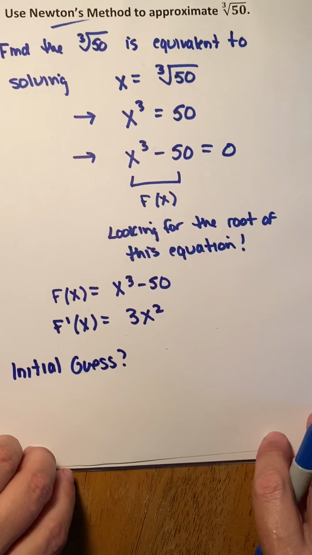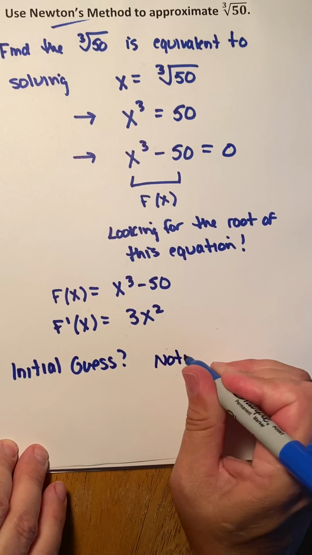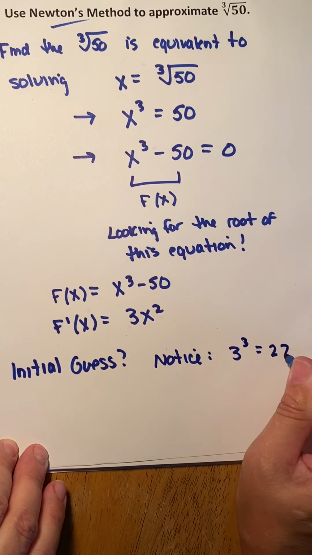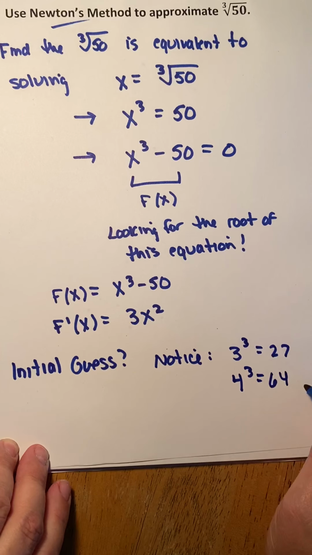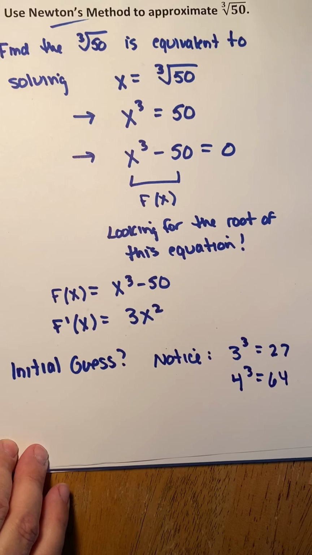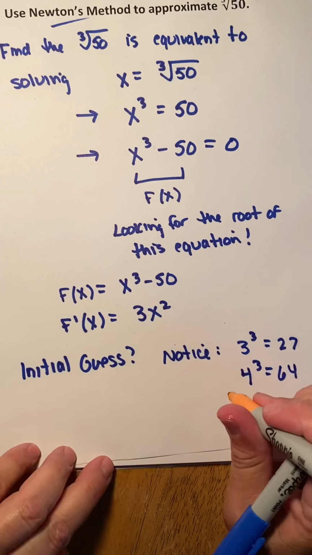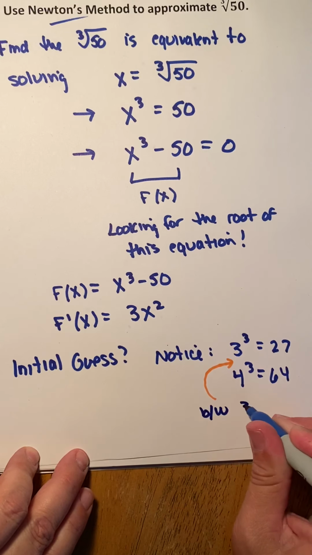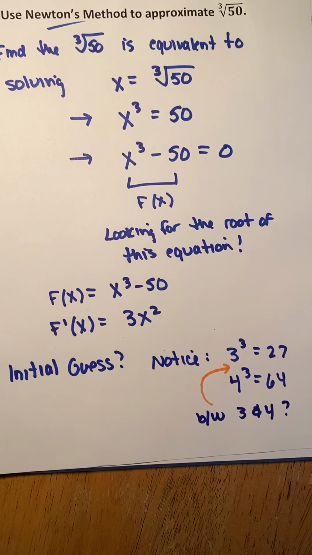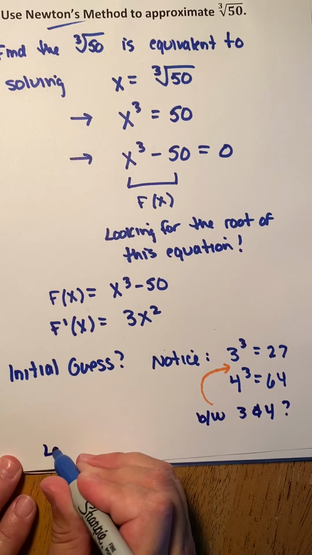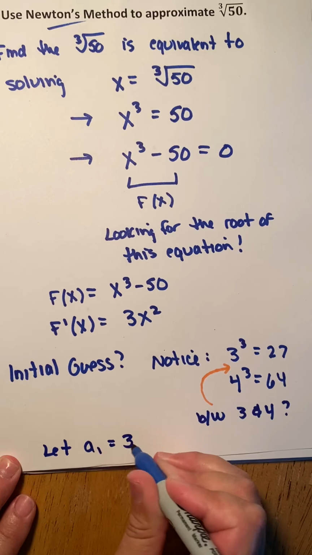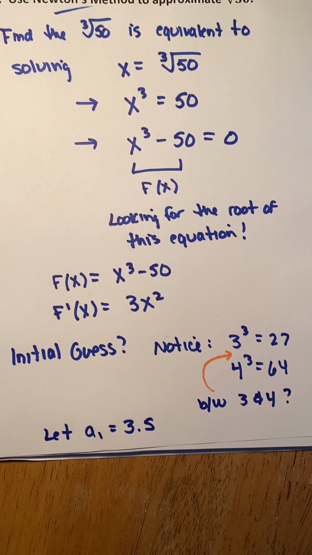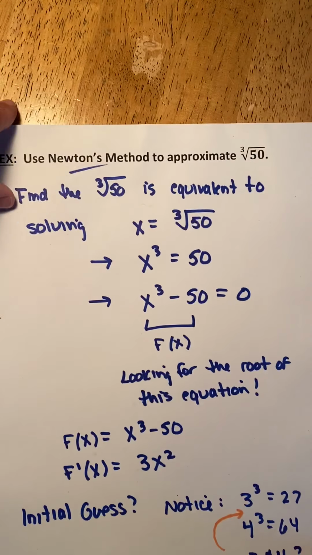Any idea what the cube root of 50 is? Well, how would you guess this? 3 cubed is 27. 4 cubed is 64. So the cube root must be somewhere between 3 and 4. If we cube 3, we get 27, so we're below the point we're looking for. If we cube 4, we're too high. So we're looking for a number between 3 and 4. I'm just going to go smack dab in the middle. I'm going to say 3.5 is the cube root of 50. So a1 is going to be 3.5.